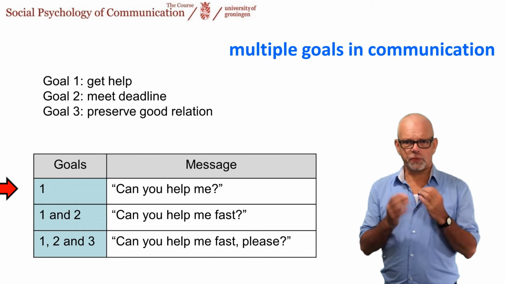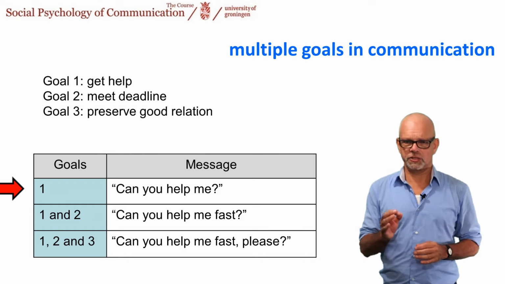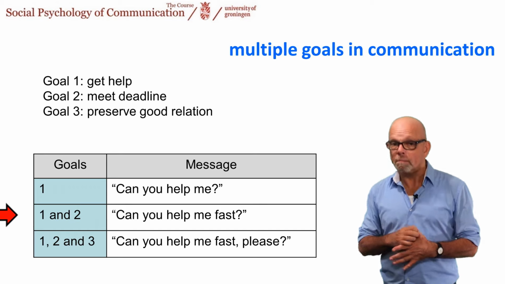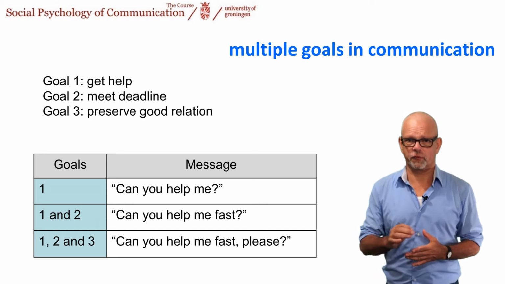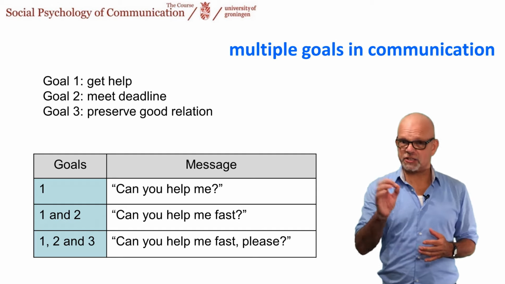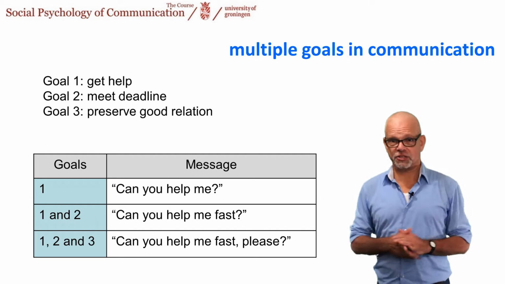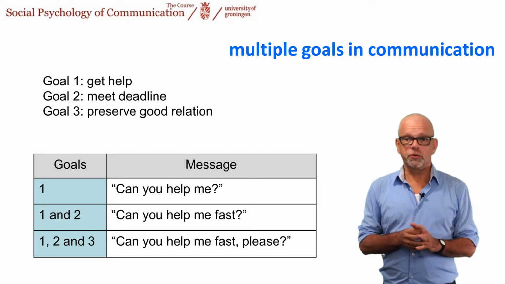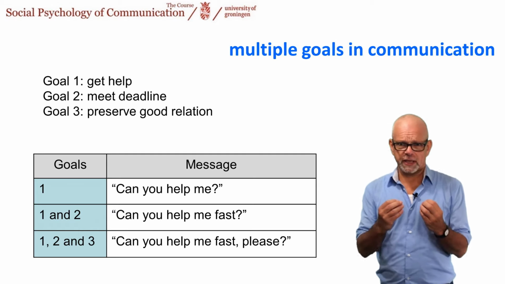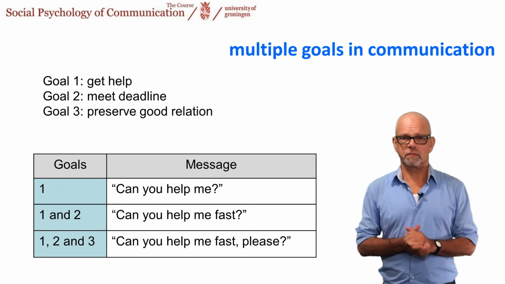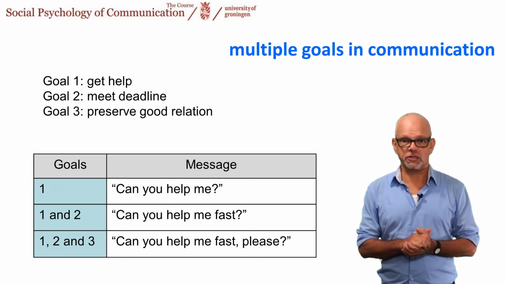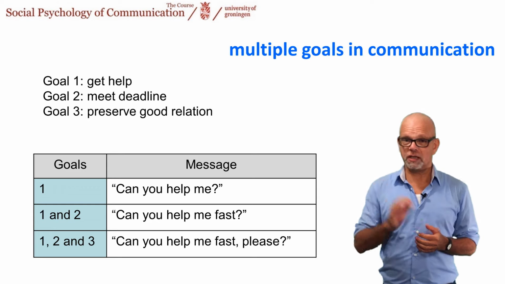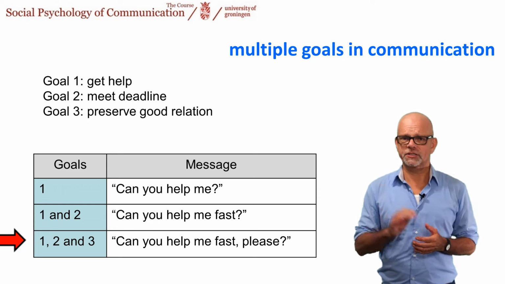Here, goal 1 is the primary and only goal, and the message therefore is, "Can you help me?" When there is an urgency, a secondary goal may be to meet a certain deadline. Therefore, the message is, "Can you help me fast?" The urgency experienced by the sender is translated into the word fast. However, communicating the urgency might be experienced as a demand or coercion by the receiver, which may put the good relation under pressure. To avoid this negative side effect of asking urgent help, the meaningful word "please" is added.